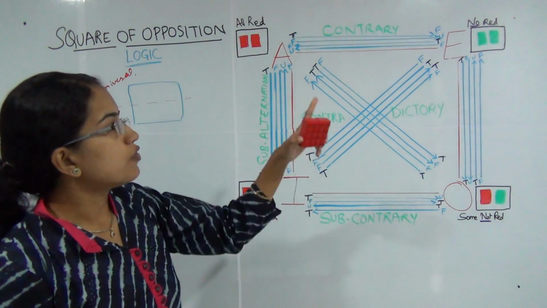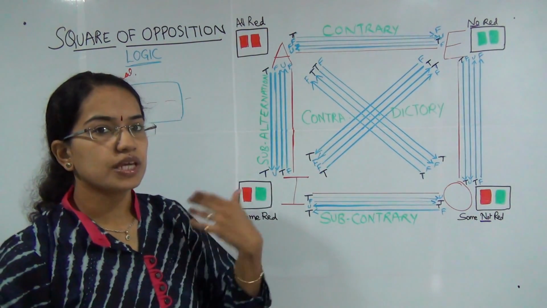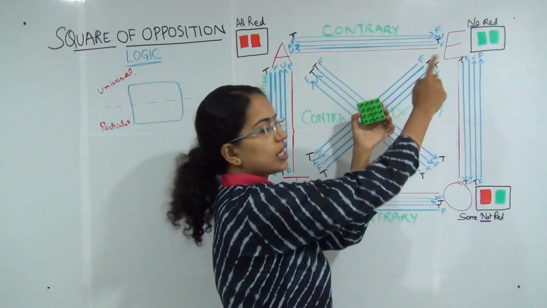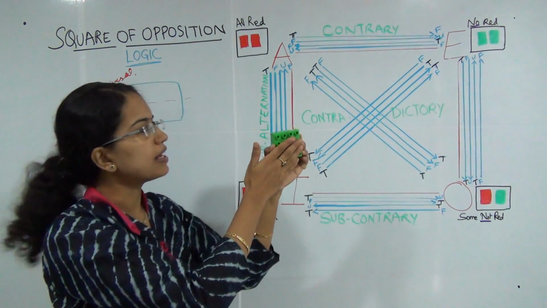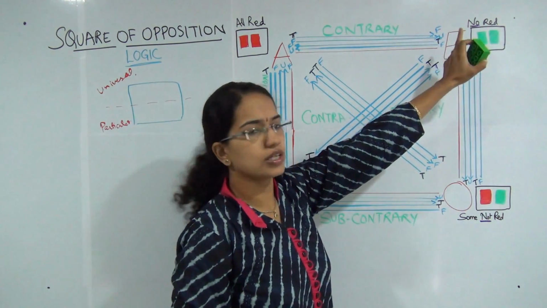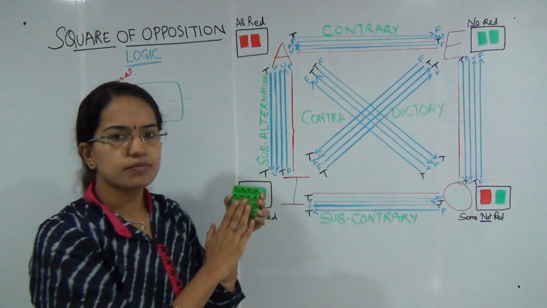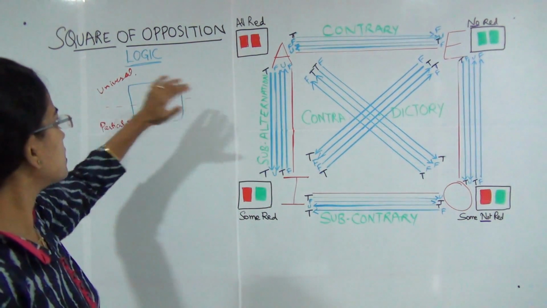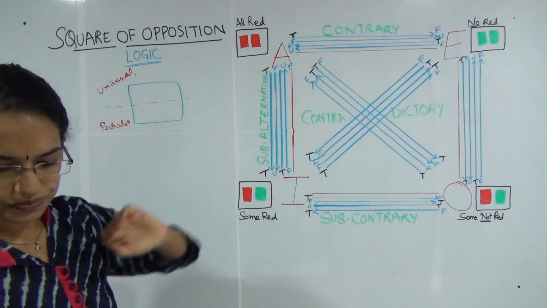Okay. For E, my proposition would be the reverse or the opposite of it, that is, all blocks are not red. That means, for example, I am taking the blocks as green. So I am saying all blocks are not red. That means that the blocks are green in color. Okay. So these are the universal propositions, the top two.